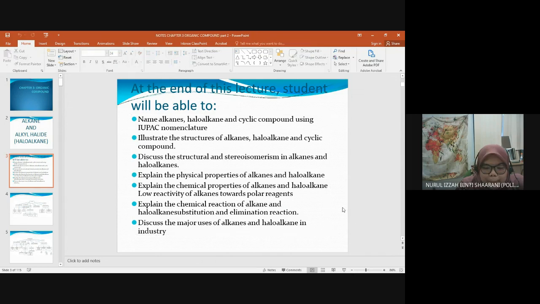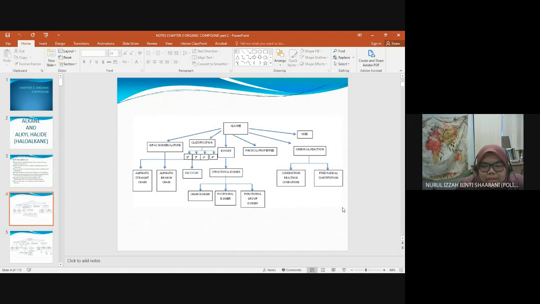Okay, so for the first one, this is the overview on what we are going to go through for today's class. So dapat banyak kat situ. So ni adalah cabang-cabang dia lah. So alkane apa yang kita nak tengok?